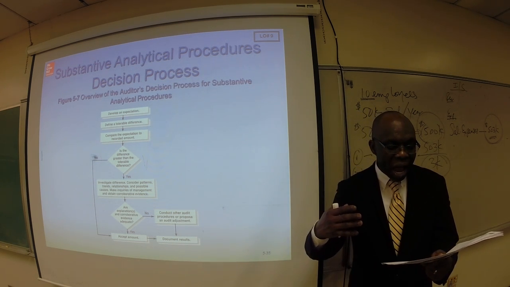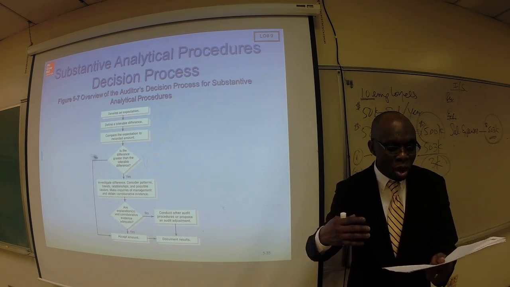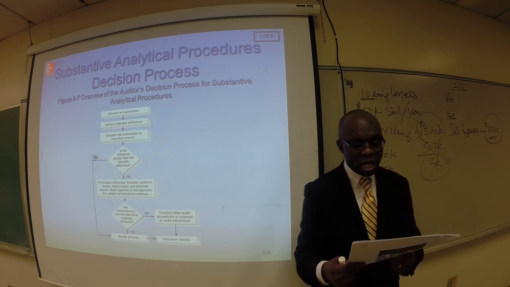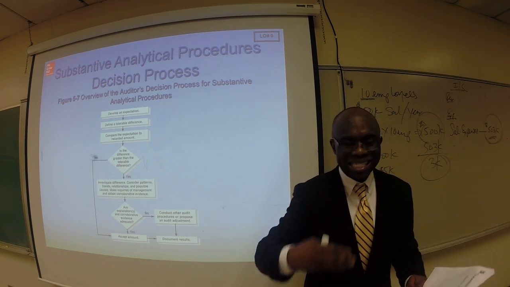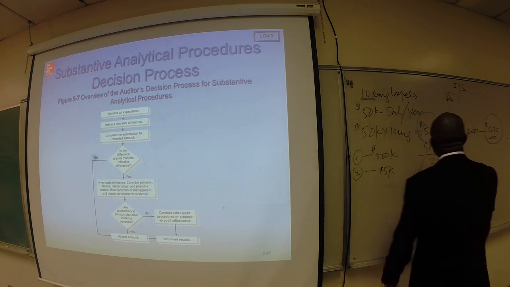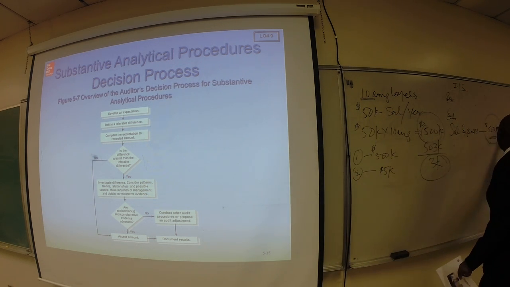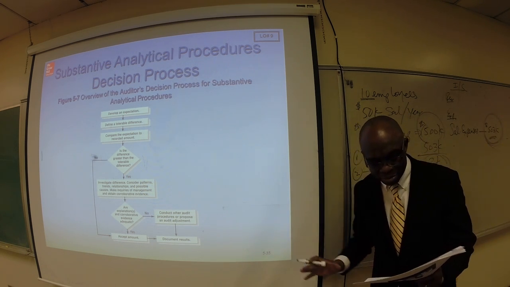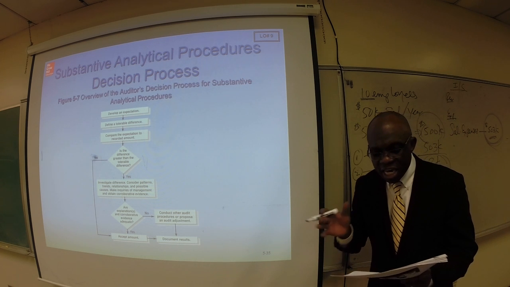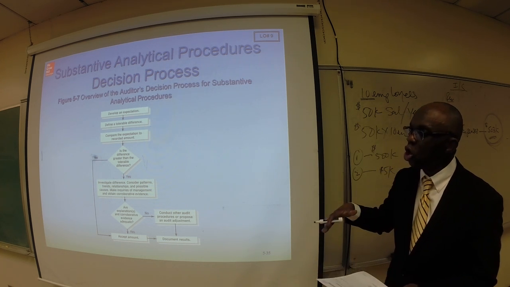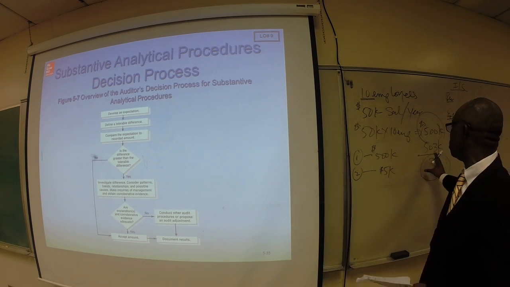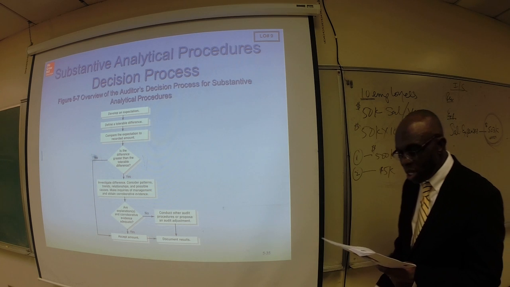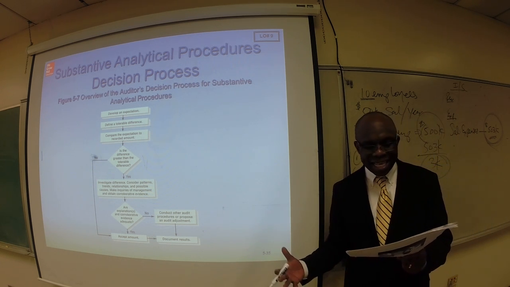Therefore, I will accept. Is the difference greater than the tolerable difference? No, so we accept the amount. Which amount? That is the $503,000 that management recorded as salary expense. We accept it. If the difference is greater than the tolerable difference, for example, if the difference was like $20,000, then we need to investigate the difference.